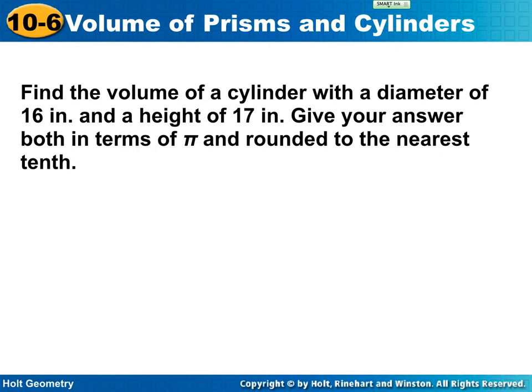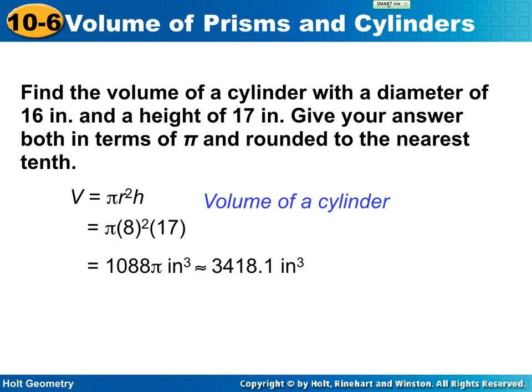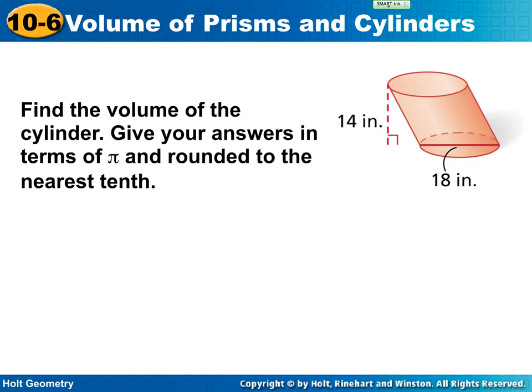Okay, what do we got? 1,088 times pi? That's in terms of pi, and then in terms of not pi, it's 3,418.1. Okay, that one easier? Yeah. The cylinder is going to be easier because the base is always a circle. We don't have to think of the different formulas.